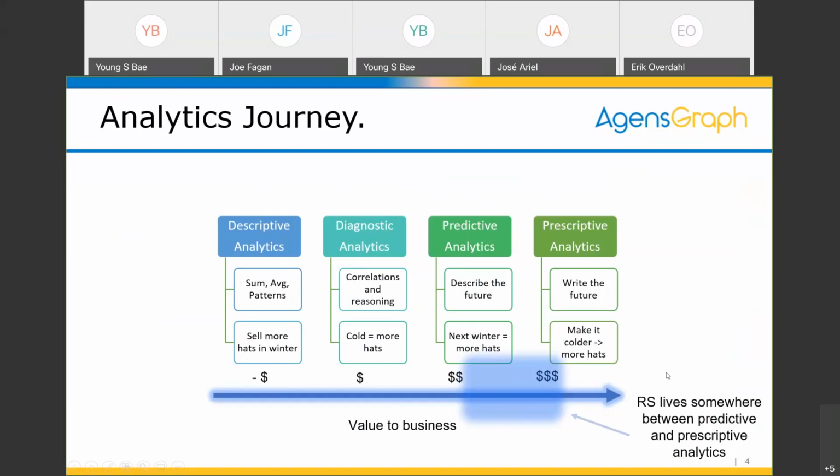So recommendation systems live somewhere between this predictive and prescriptive world. Predictive because it can predict that people will watch the videos that we offer them, especially certain types of individuals. And prescriptive is because we can literally dictate almost to them what videos they will watch. So this is where we are. And this is the return on investment.